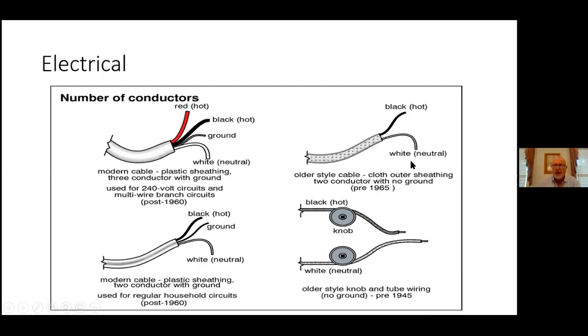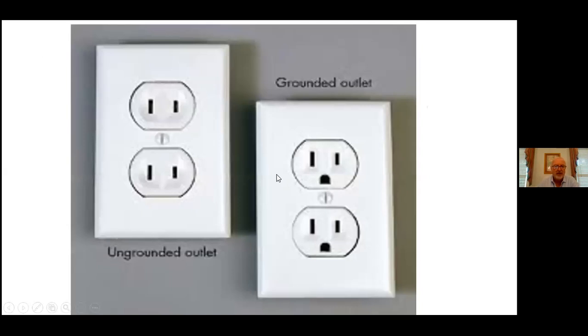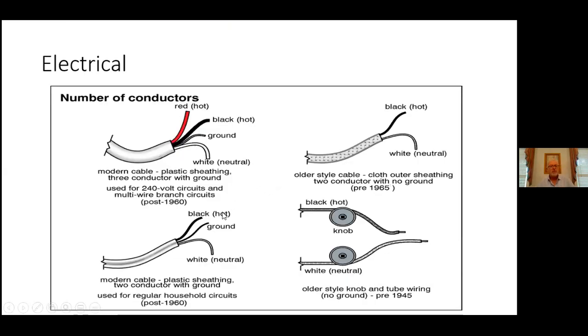So older style cable had a cloth outer sheathing, but it had no ground. You can see here, as in the knob and tube, it was just a black hot wire and a neutral. And that's how we came up with those two-prong electrical outlets that are so common in houses from pre-1965. Then we went on to more modern cable, and this is what we see today in most construction.